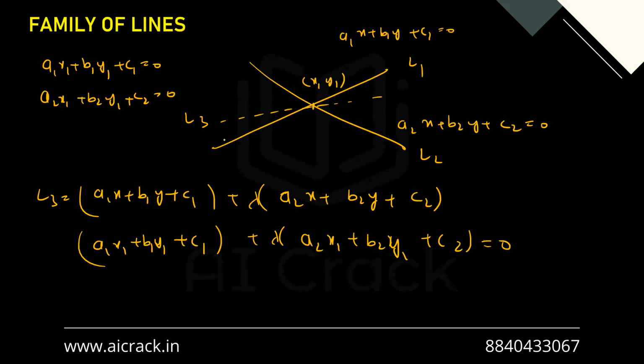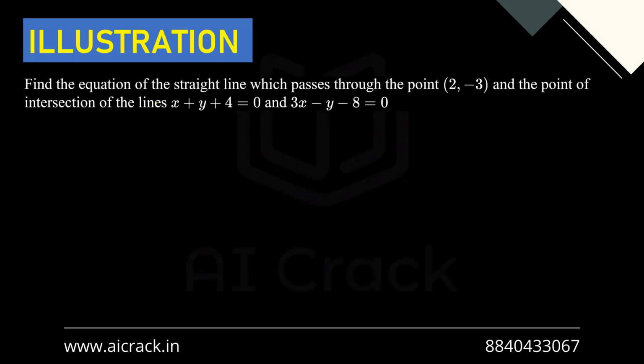So let's see with the help of an example. Find the equation of the straight line which passes through the point (2, minus 3) and the point of intersection of the lines x plus y plus 4 equals 0 and 3x minus y minus 8 equals 0. So initially what we used to do, we used to solve these two lines, find the point, and then use 2-point form to find out the equation of the line, right? But now we'll be doing something else.